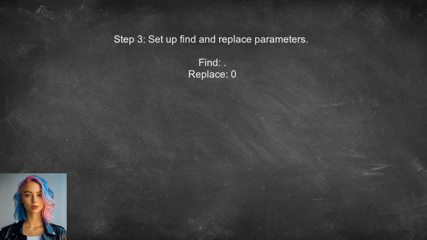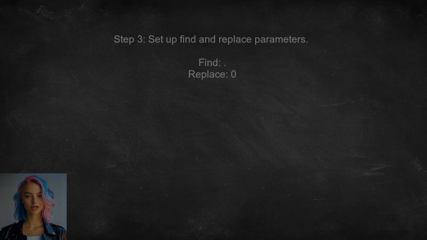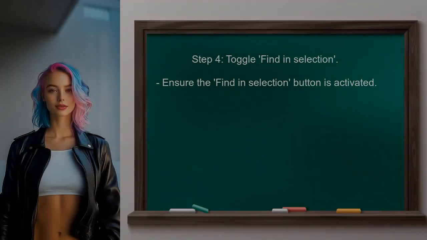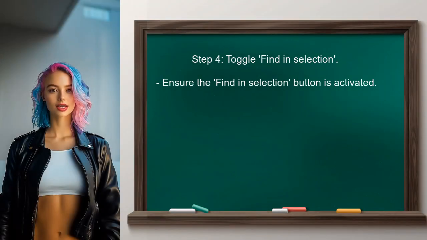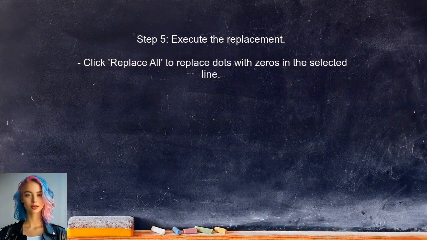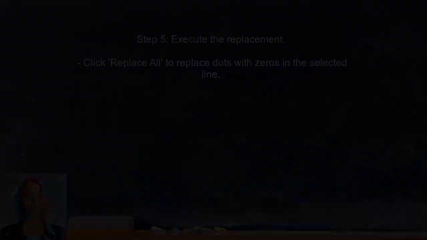In the find and replace dialog, the user should enter a dot in the find field and a 0 in the replace field. This sets up the parameters for the replacement. Now the user must ensure that the find in selection option is toggled on. This option limits the replacement to only the highlighted text. Finally, the user can click on the Replace All button to replace all dots with zeros in the selected line only. This should resolve the issue they are experiencing.